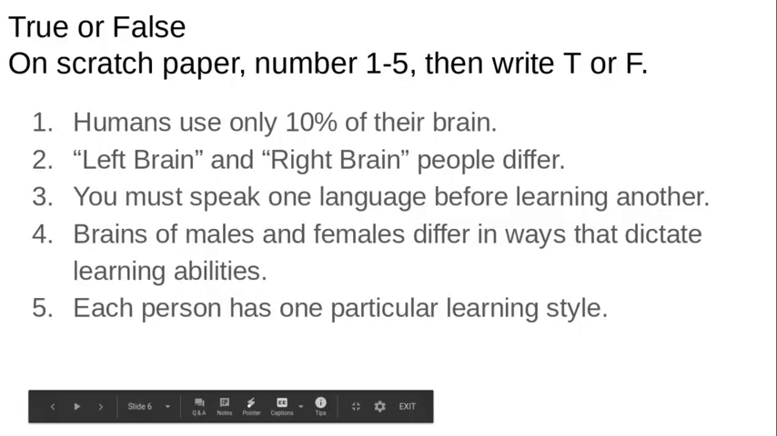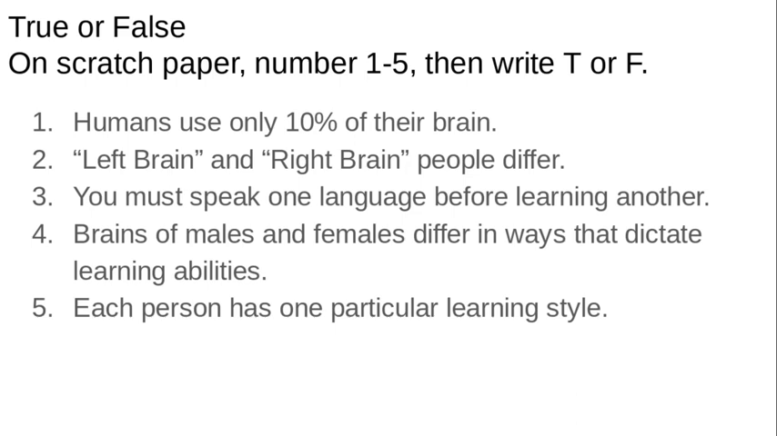Okay, so again, you can write this down on a piece of paper or just keep it in thought. So true or false? Humans use only 10% of their brain. The left and right brain, people differ. You must speak one language before learning another. The brains of males and females differ in ways that dictate learning abilities. And 5, true or false, each person has one particular learning style.